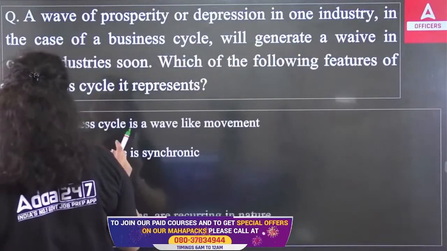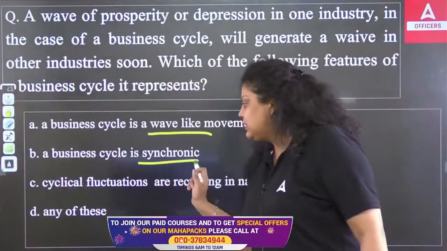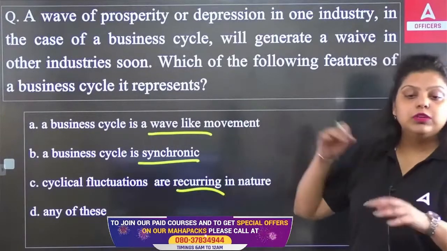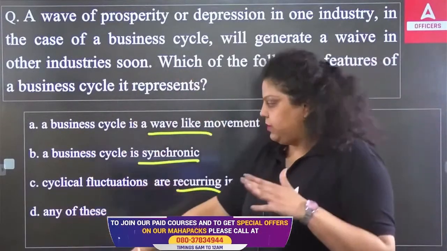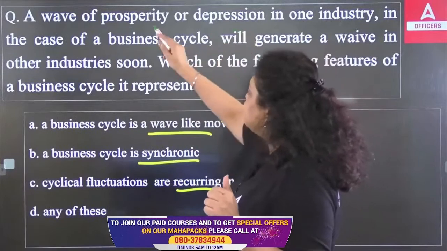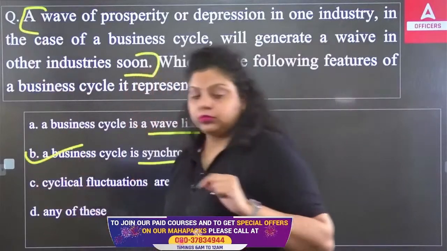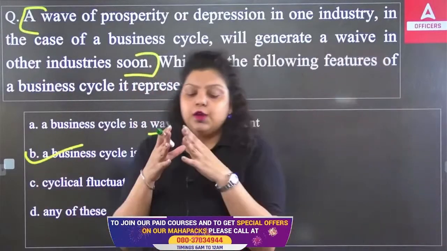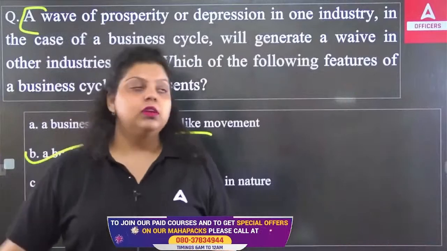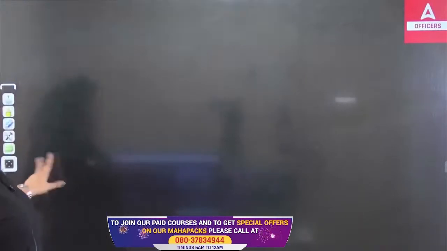So which characteristic of the business cycle defines this statement? First, a business cycle is a wave-like movement. Second, a business cycle is synchronic. Third, cyclical fluctuations are recurring in nature. It is true that cyclical fluctuations are recurring; they are going to keep coming in the future. It is synchronic, that is also true. It is a wave-like movement, that is also true. But regarding this statement, which characteristic is true? That is B. Synchronic means if one industry is facing prosperity, another will also face it. If one industry is facing a peak, another will also face it. So the right answer will be B. It is synchronic.